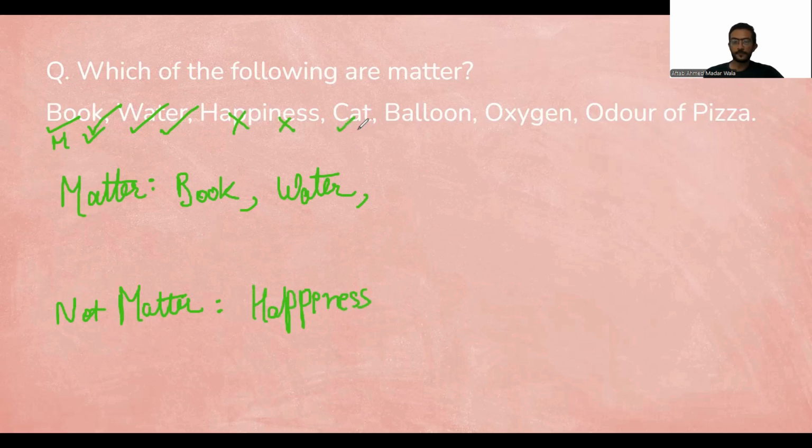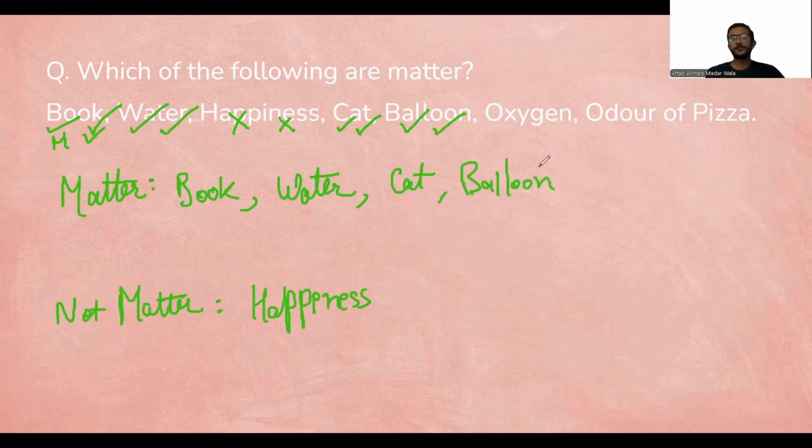It occupies some amount of space. So cat is also an example of matter. Balloon. When you fill a balloon with air in it, obviously it has more mass in it than compared to the balloon which is not having any air inside it. So it has some amount of mass. When you fill air inside a balloon, balloon expands. Why does it expand? Because it is occupying more space due to the air which is present inside it, right? So it is occupying some amount of space. That means it has some amount of volume. So balloon is also an example of matter.